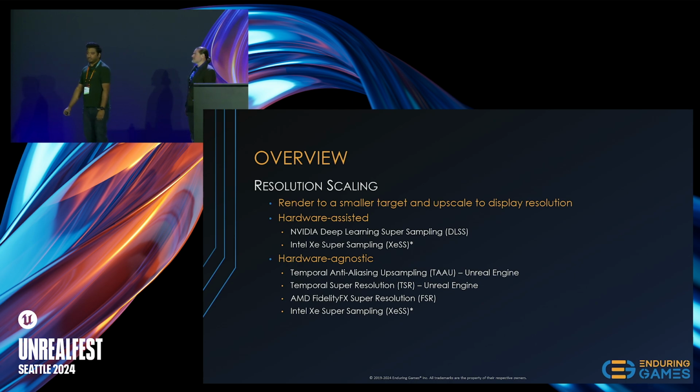For agnostic ways, there's also two things that Epic supports already: temporal anti-aliasing upsampling, which is TAAU, and temporal super resolution. Both of them come packaged in with Unreal, TSR specifically with Unreal 5. And TSR is also enabled by default. So if you just start a project, you get TSR out of the box.